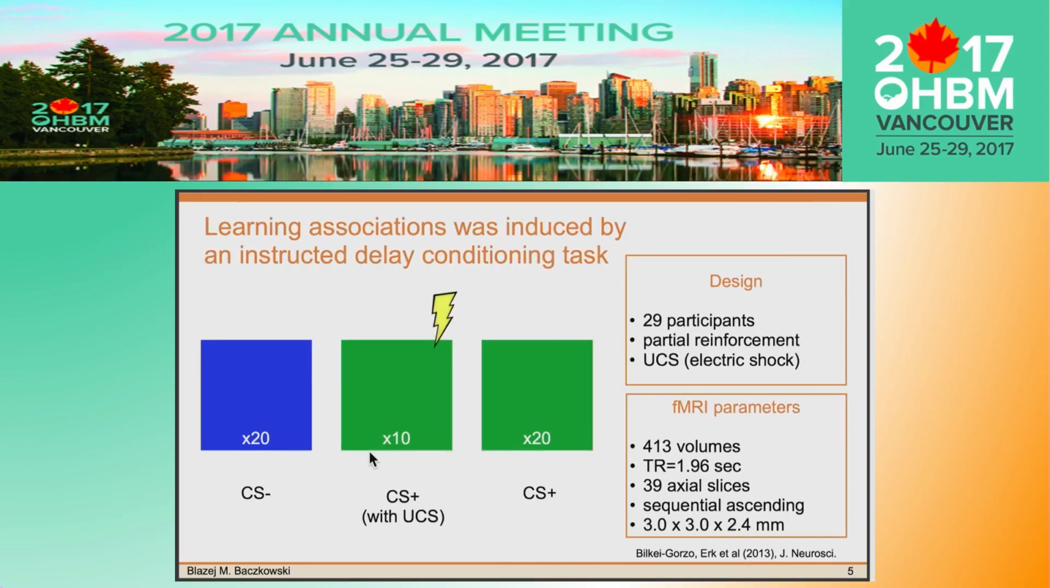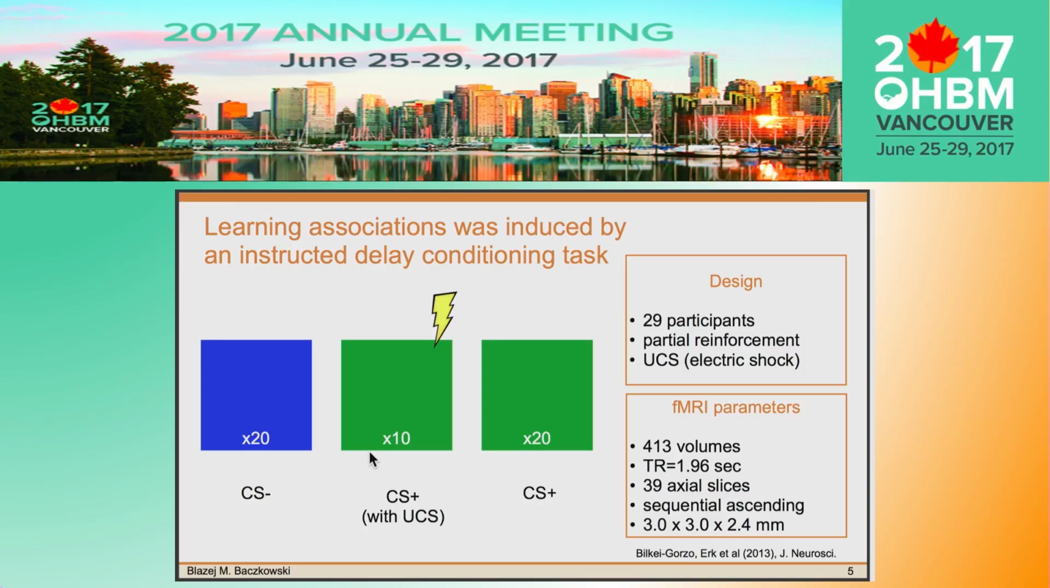In order to induce the association between an aversive stimulus and a neutral stimulus, we used an instructed delay conditioning task. In this task, 29 healthy participants were exposed to visual stimuli and informed that one of them would be paired with an electric shock. As a consequence, the blue square served as a neutral cue, whereas the green square served as a threat-related cue, which was partially reinforced by a concurrent presentation of an electric shock. So we have 3 experimental conditions.